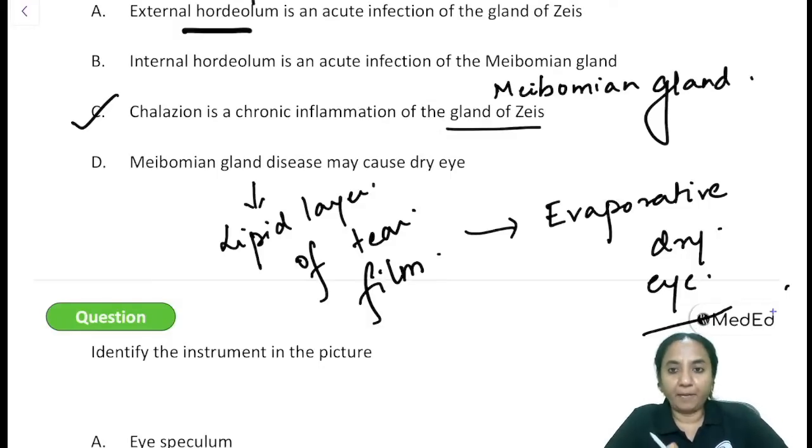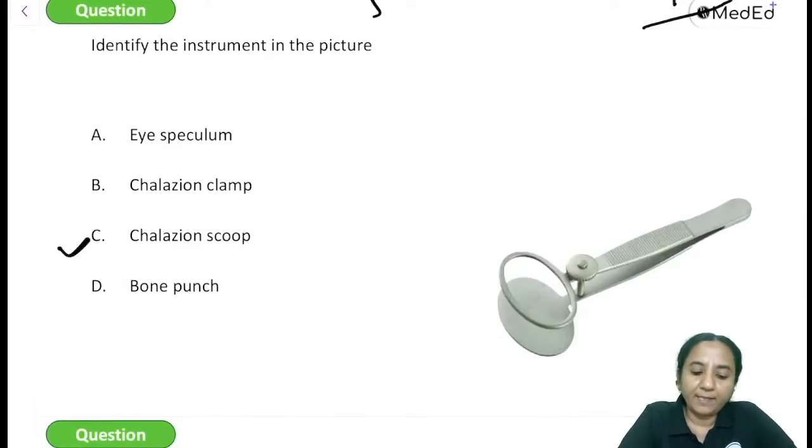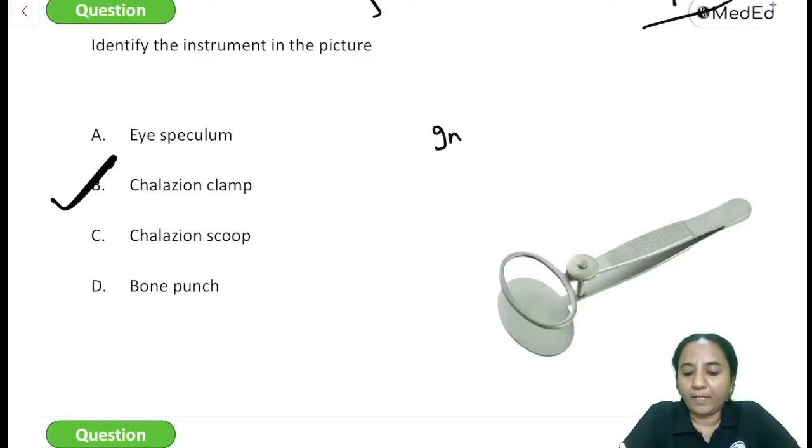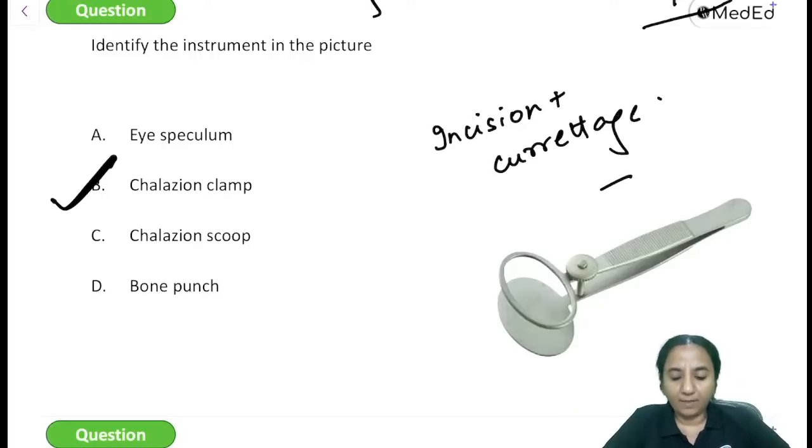Let's go to the next question. Identify the instrument. Simple one liner. This is a Chalazion clamp. You use this for incision and curettage of the Chalazion, so this is used for I and C. The Chalazion clamp is meant to fix the Chalazion and then you make a vertical incision. Then with the help of the scoop you remove all the material. So this is the Chalazion clamp.